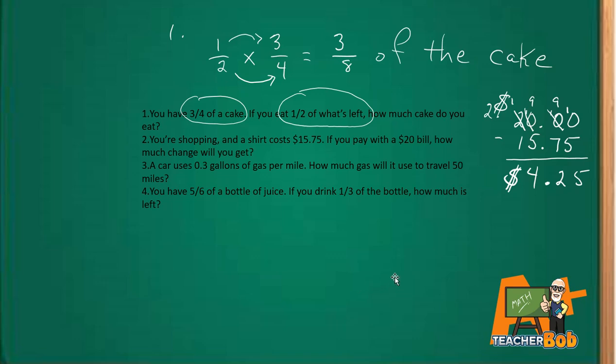A car uses 3/10 of a gallon of gas per mile. So every mile the car goes, it's using 3/10 of a gallon of gas. That seems pretty high to me. How much gas will it use to travel 50 miles? Okay, so this is simply multiplying. We're going to multiply 50 times 0.3. So let's do that. You can put either one on top. When you're multiplying or adding, it does not matter what order you add or multiply. You're going to get the same answers.